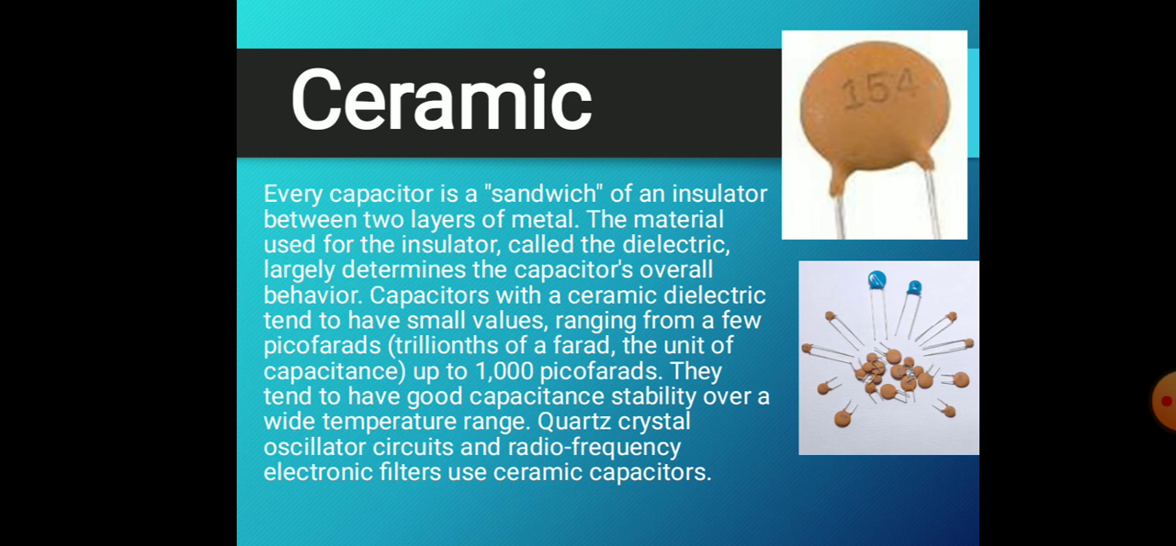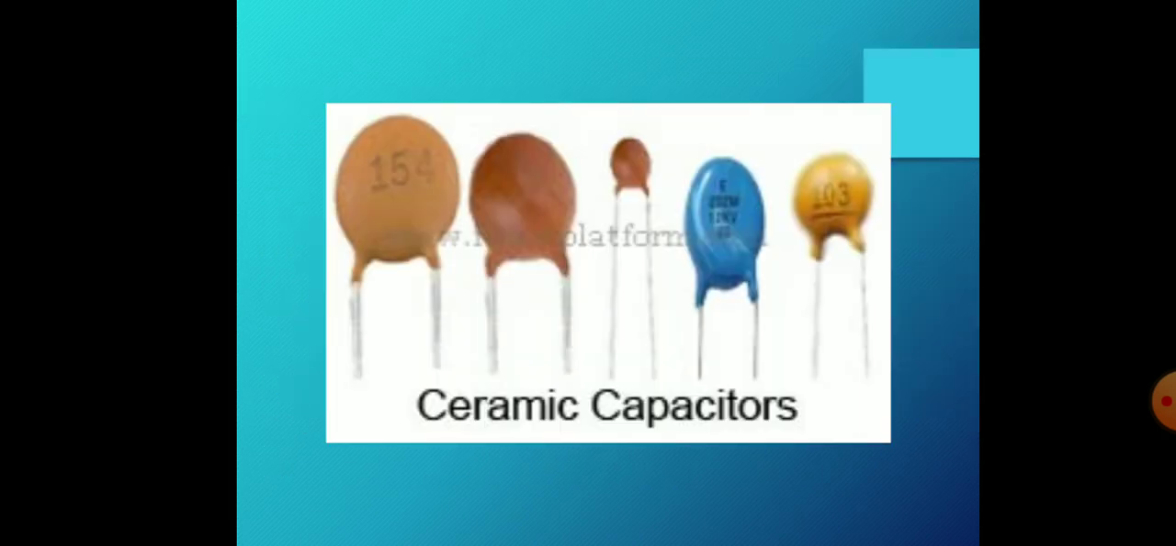They tend to have good capacitance stability over a wide temperature range. Quartz crystal oscillator circuits and radio frequency electronic filters use ceramic capacitors. So usually capacitors are named after the dielectric used in constructing them. If you use paper as a dielectric, you may call it a paper capacitor if it's possible. Or if it's wood, then you may call it a wood capacitor. Okay? So these are examples of ceramic capacitors.